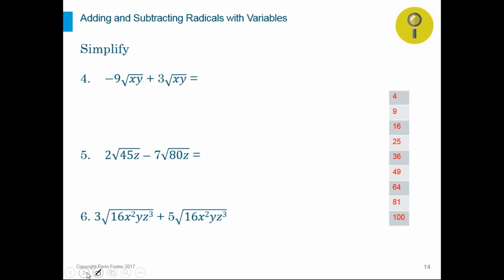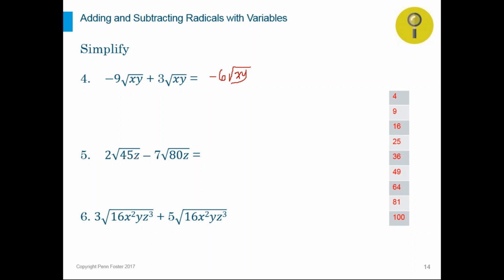This time, the radical parts of our expression have variables. Well, I'm going to apply the same rule. If the radical parts are identical, then I'm able to add or subtract. Let's check. Square root of xy, square root of xy, they are identical. Then just go ahead and add negative 9 plus 3. Negative 9 plus 3 will give you negative 6, the square root of xy. Okay, next.